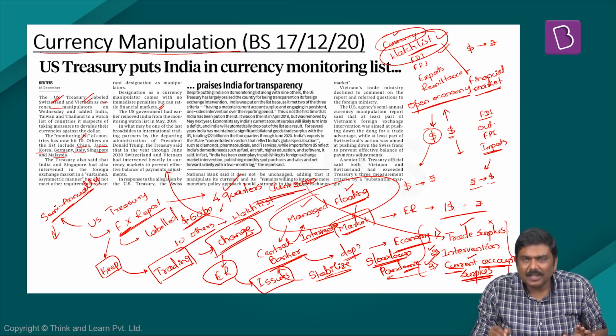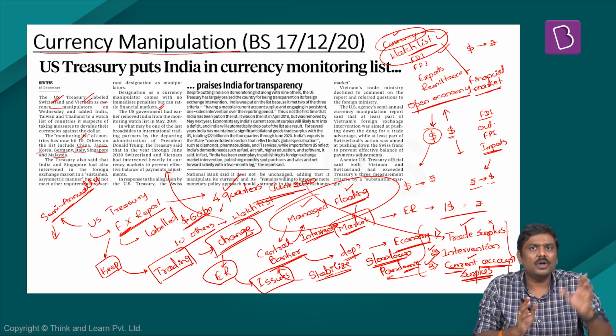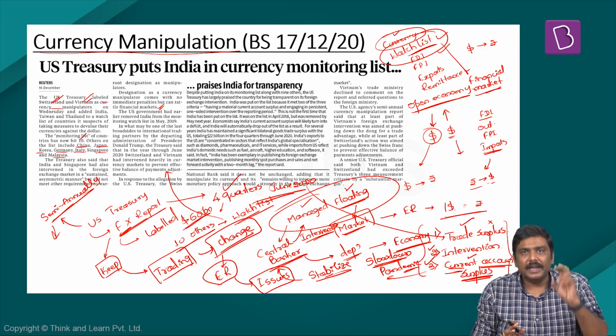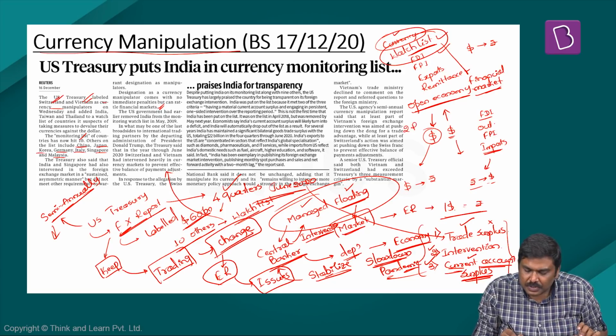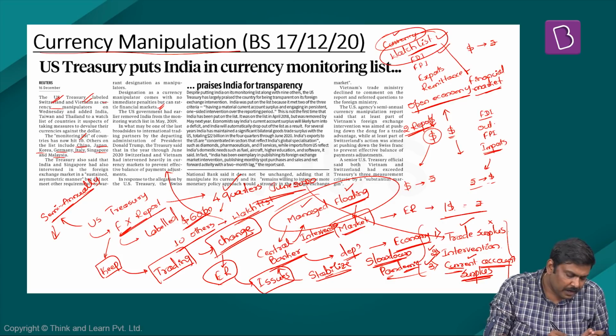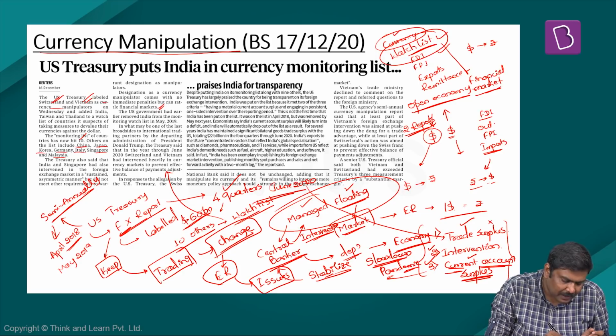And once a particular country is placed in the watch list or in the manipulator list, it will continue to remain in the list until the next 2 reports are published. For example, in case of India, it was placed under the watch list earlier in April 2018 and later was taken off from this particular list in May 2019.